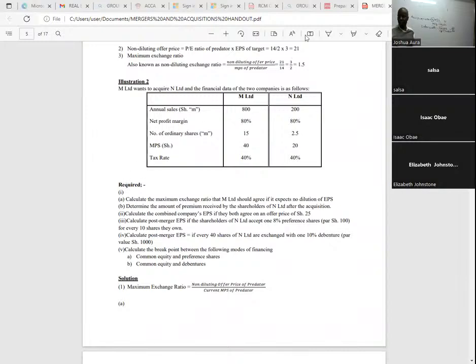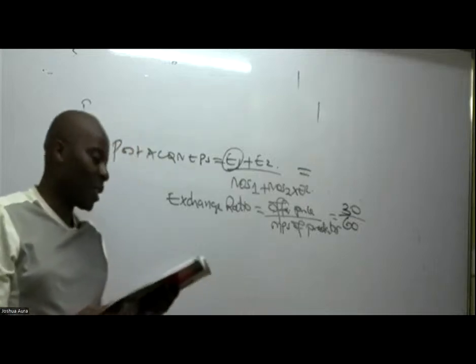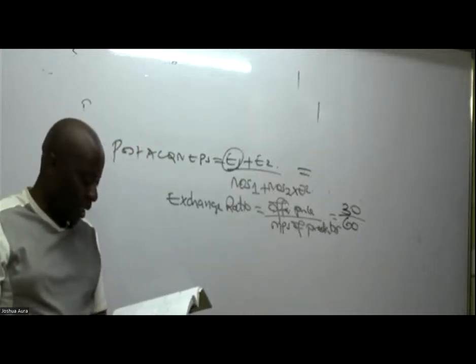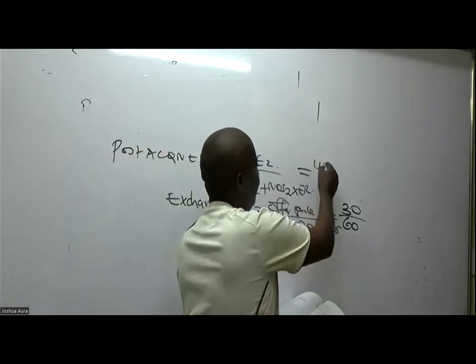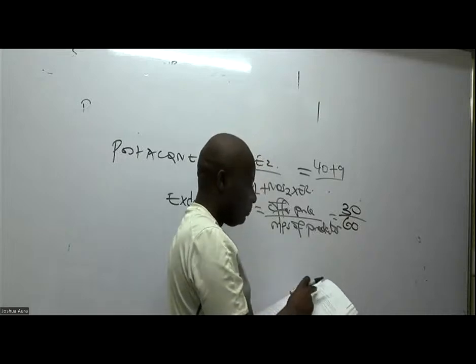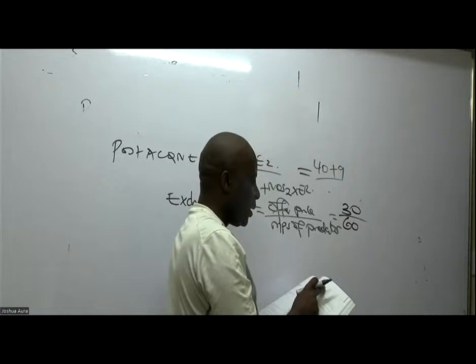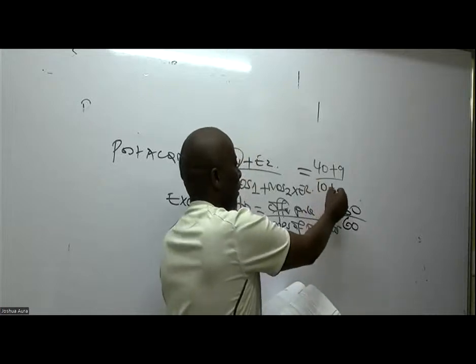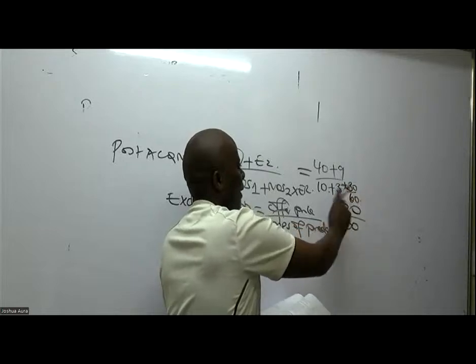No, I'm sharing a wrong document. I should not be sharing this. It is in the past paper. In the past paper, they have given me the net income for A as 40. So 40 plus 9, all over the number of ordinary shares of the first company outstanding, 10, plus 3 times the exchange ratio of 30 over 60.